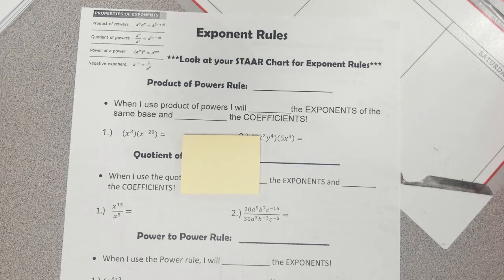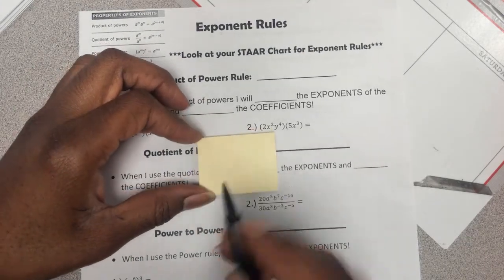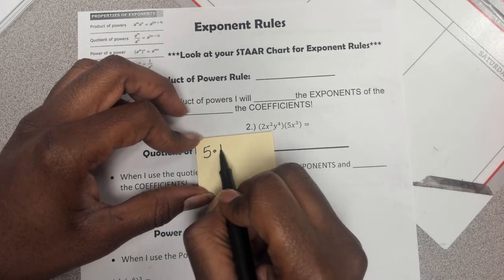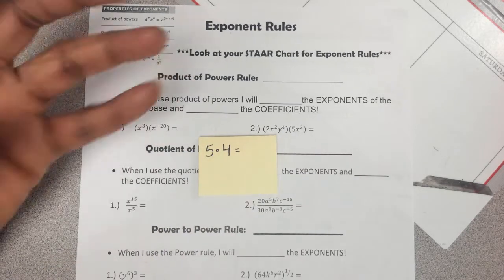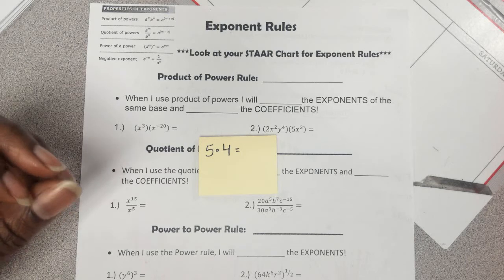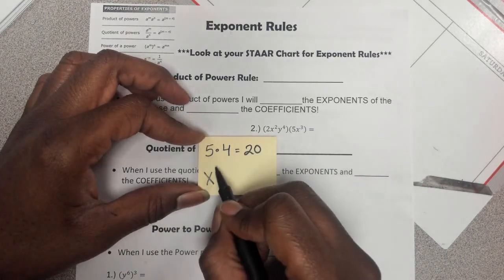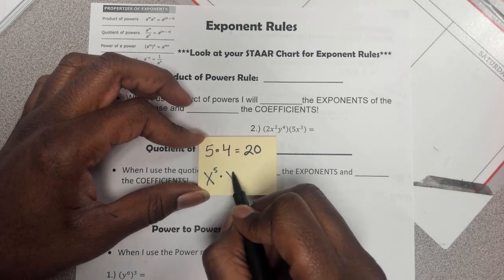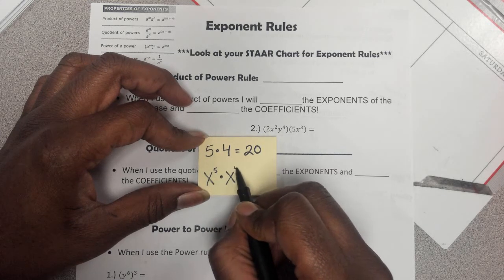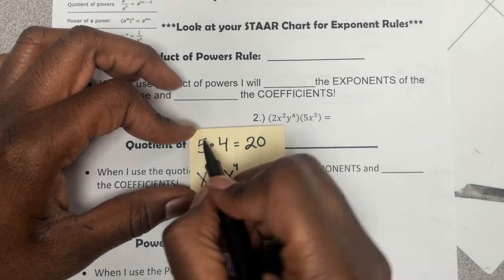Babies are different, okay? And the reason why I say that is because I tell all my students, 5 times 4. Anybody could tell me what 5 times 4 is, right? 5 times 4 is 20. However, if I put this as an exponent, x to the 5 times x to the 4, you can no longer treat that as a big person.